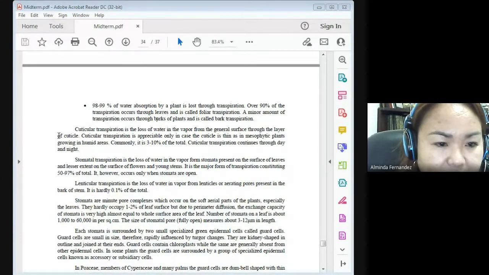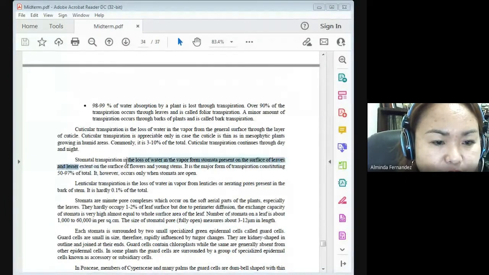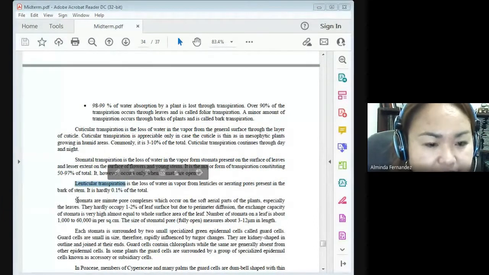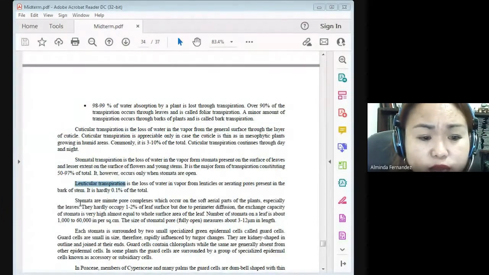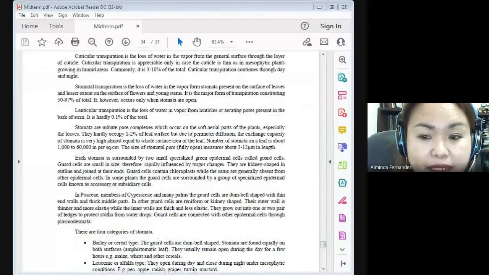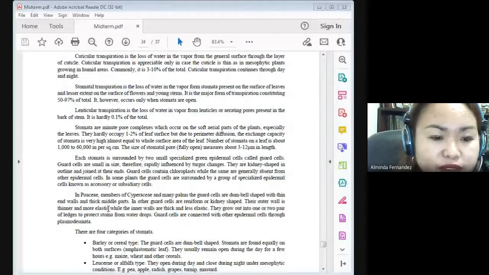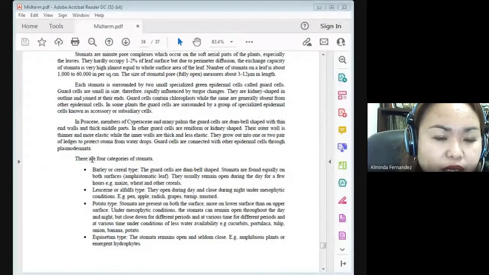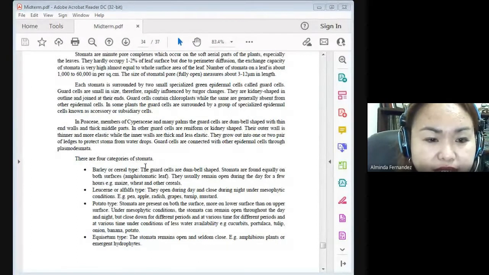So, meron din tayong cuticular transpiration, stomatal transpiration, of course, through the cuticle, through the stomata, through the lenticels. So, that is why the leaves have a lot of stomata and it easily transpires, no? Like petchay has thousands of stomata, and there are many others.